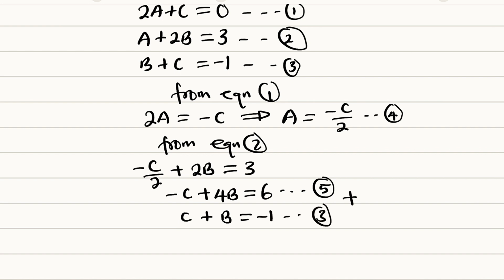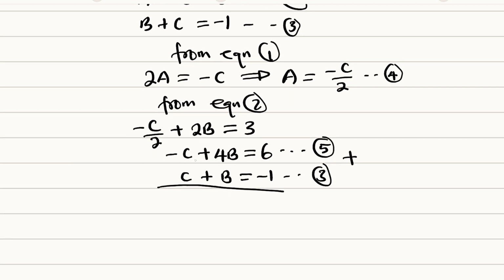We want to add them together to eliminate c. -c plus c is 0. 4b plus b is 5b. To the right, we have 6 plus -1, which is 5. We are looking for b. We can divide both sides by 5. Therefore, b equals 1. We have just obtained one of the values we are looking for. Now we can plug it back into this equation number 3 to obtain the value of c.